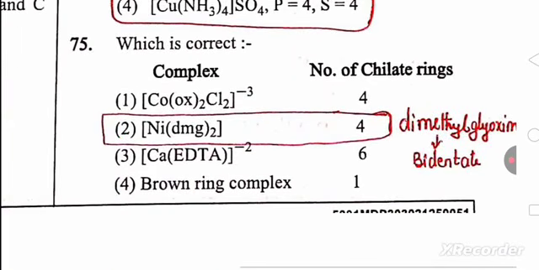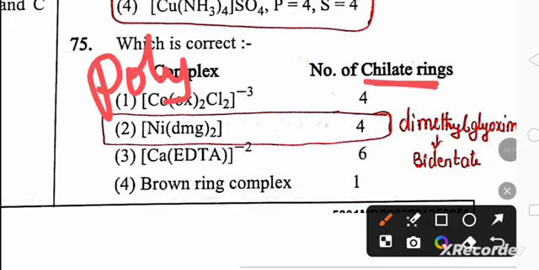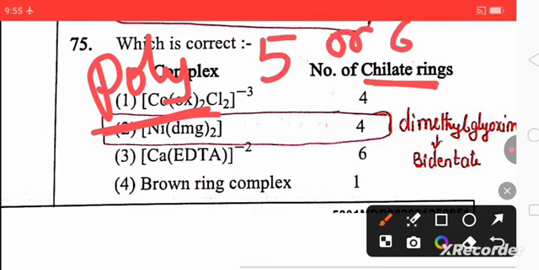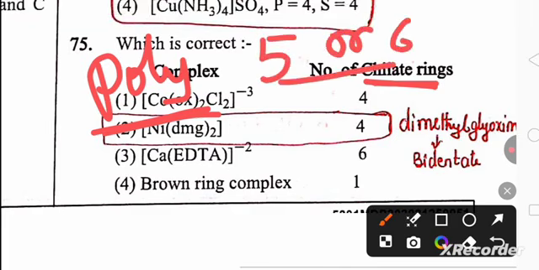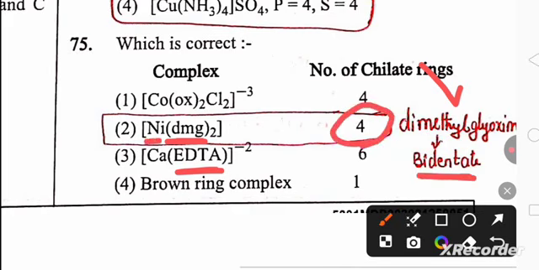One more question: which is correct? Remember children, we need to find out the number of chelating rings. Chelating rings are formed by polydentate ligands, and when a polydentate ligand combines with a central metal ion, it should form a 5 or 6 membered ring. Among the ligands, EDTA is polydentate, but it cannot form a chelating ring with the central metal atom. Whereas DMG means dimethyl glyoxime, a bidentate ligand. After reacting with nickel, it can form 4 chelating rings with the central metal. That's why option 2 is the correct one in this case.